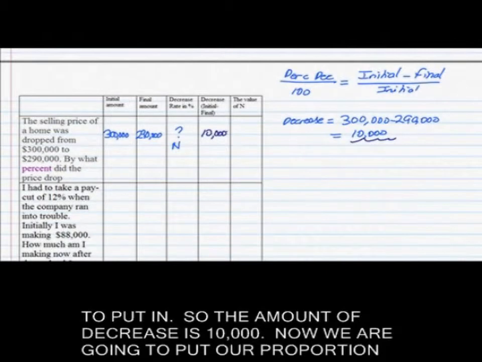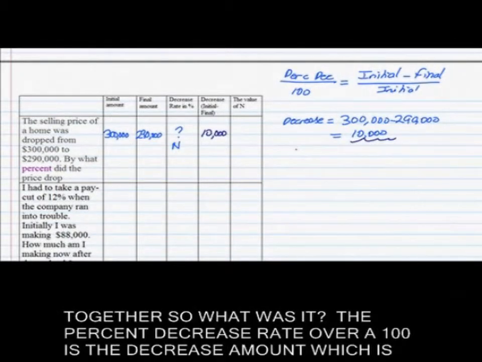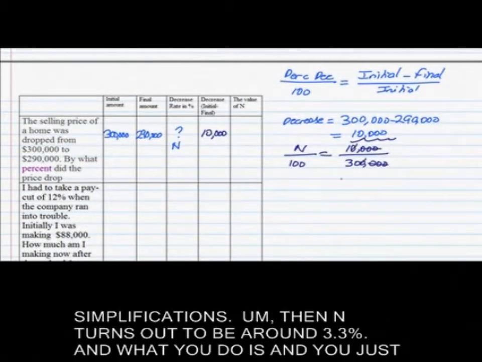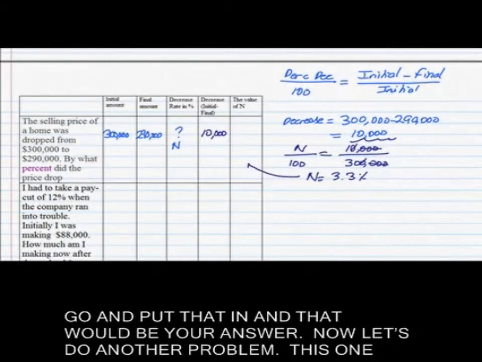Now we are going to put our proportion together. So what was it? The percent decrease rate over 100 is the decrease amount, which is 10,000, over the initial amount, which is 300,000. You can actually do a couple of simplifications. Then N turns out to be around 3.3%. And what you do is you just go and put that in, and that would be your answer.